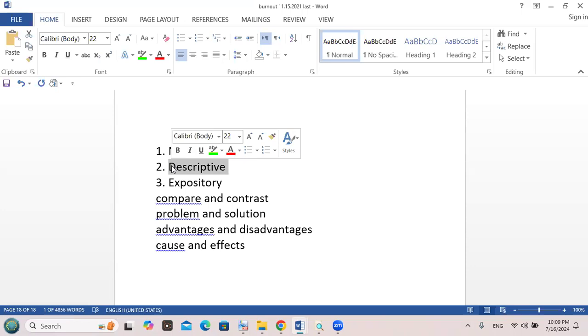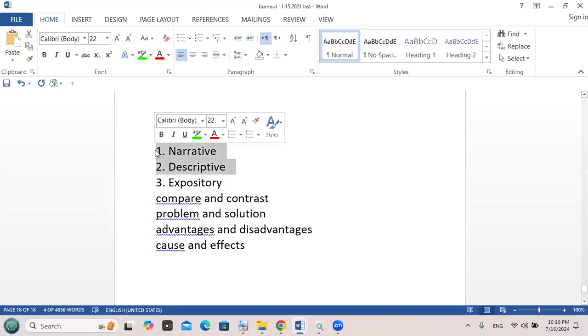This is descriptive. But expository, this one is not even in IELTS. It's just in speaking only. Descriptive is used only in speaking. But expository, no. Expository is like analytical, to analyze. What does to analyze mean? If I said, for example, compare and contrast, for example, like Riyadh and Cairo.